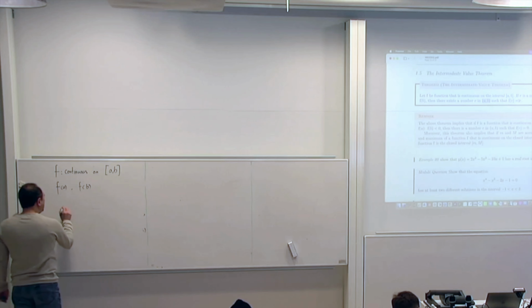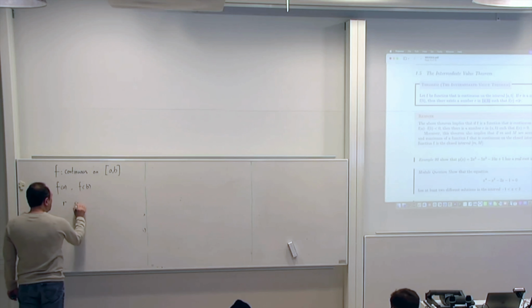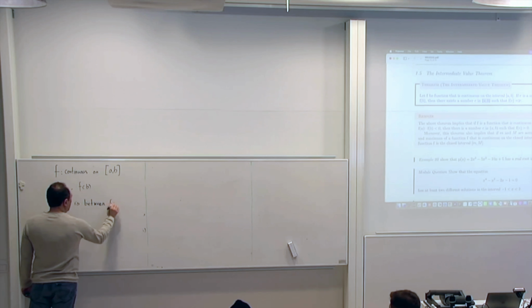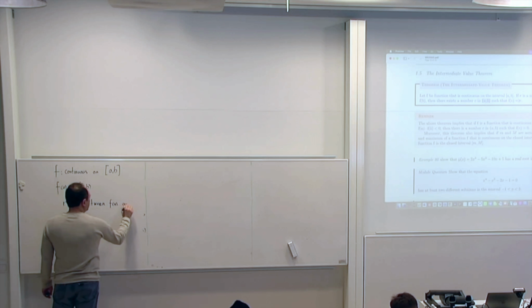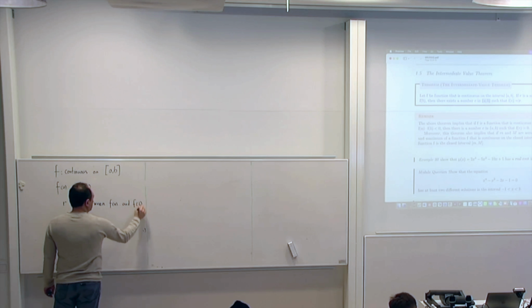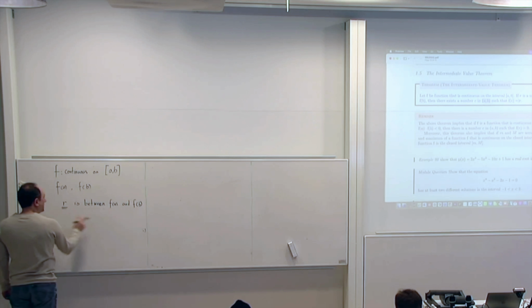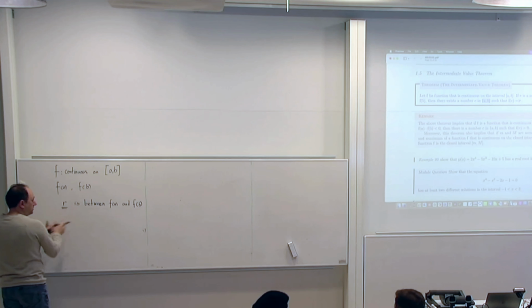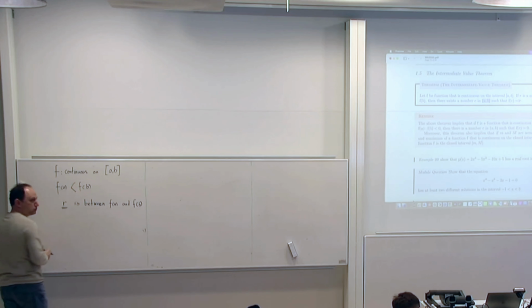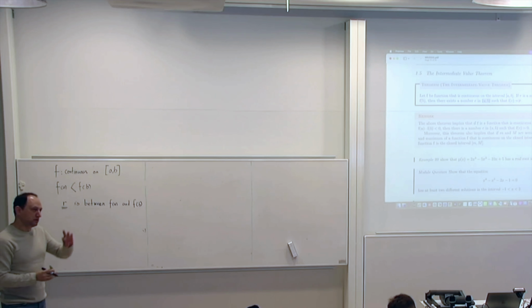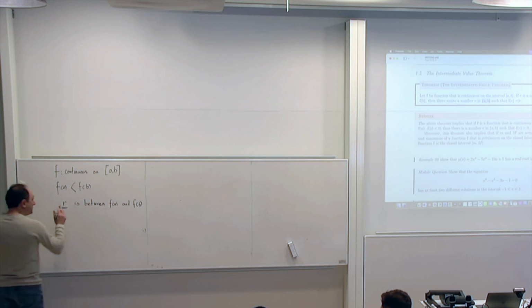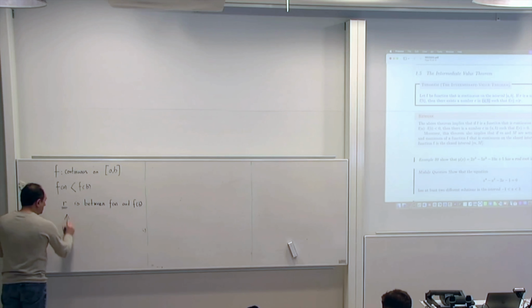And let me say that r is between f of a and f of b. Okay, r is just a number that I pick between them. For definiteness of discussion, without loss of generality, let me assume that f of a is less than f of b. It doesn't matter. Everything I say, you can say for the other way.